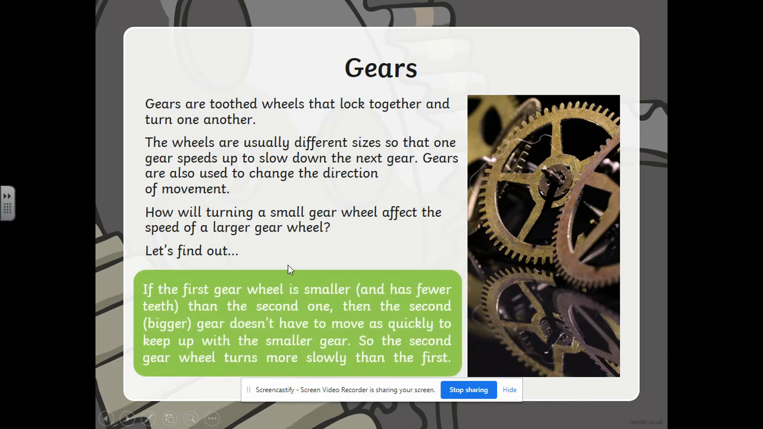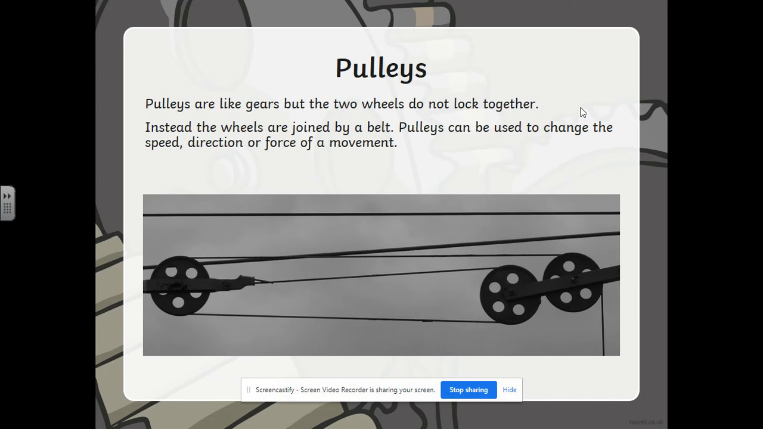So if the first gear wheel is smaller, so it's got fewer teeth, and the teeth are just these bits around the edges, then the second one, which is the bigger gear wheel, doesn't have to move as quickly to keep up with the smaller one. So the second gear wheel turns more slowly than the first because it's not having to keep up with that smaller one.